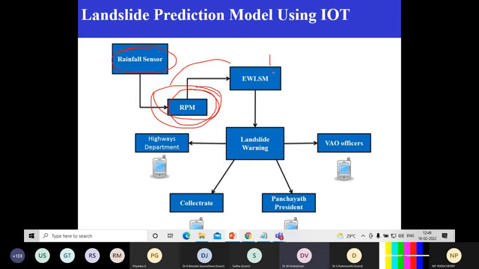And once this prediction model is developed, it will give the landslide warning to the highway departments because they have to take the necessary actions for the traffic flow, okay, and then the VO officers, the local people, and collectorate and panchayat presidents, right? So the alert message will be given to them, and they can save the people. They can save the infrastructures like roads and buildings and so on. This is the ultimate aim of this model.